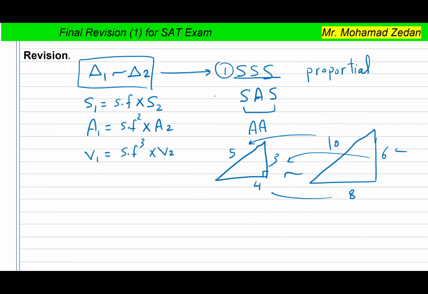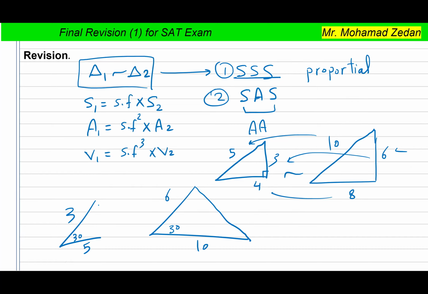Okay? And the second case, side angle side. When you have two triangles like this, with 3 and 5 here, and this is 6 and 10, and the angle between them is the same, 30 degrees and 30 degrees, these two triangles are similar according to the second case, side angle side. It means two sides are proportional and the angles between them are equal. I'm sorry, that triangle is not drawn to scale, but I just explained the idea.